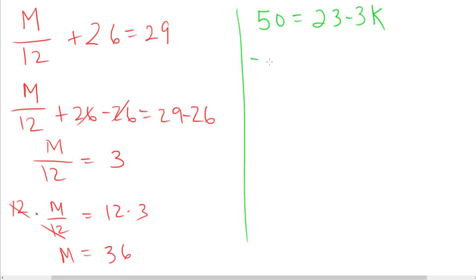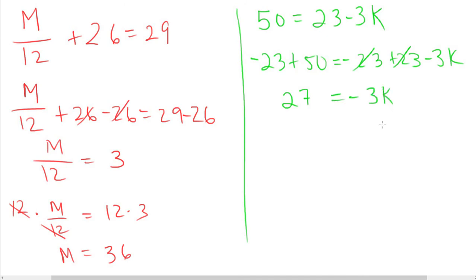So we're going to go negative 23 plus 50 equals negative 23 plus 23 minus 3k. These 23's cancel. Negative, positive, we subtract. That's going to give me 27. We bring down the sign of the larger, which is positive. That equals a negative 3k. We can see that k must equal a negative 9, because a negative 9 times a negative 3 gives us a positive 27.